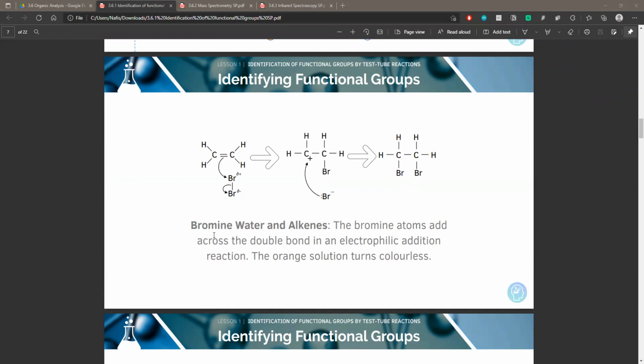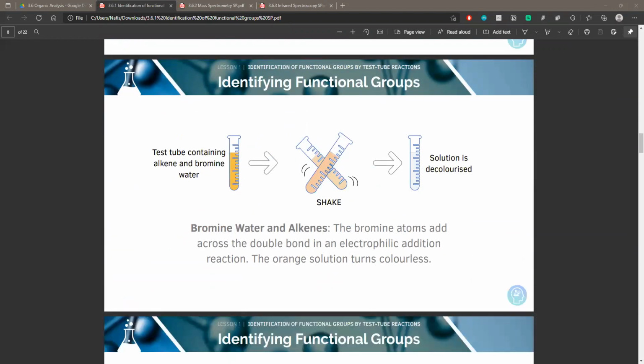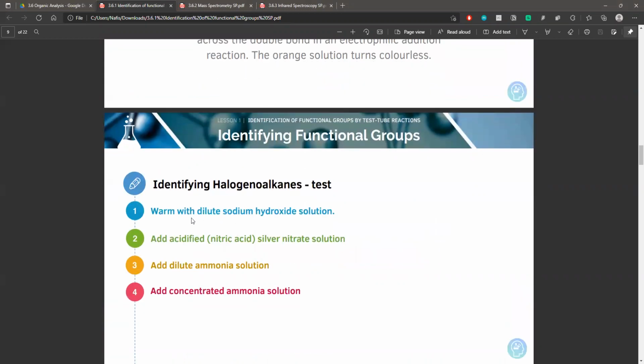So bromine water and alkenes: the bromine atoms add across the double bond in an electrophilic addition reaction. That orange solution then turns colorless.